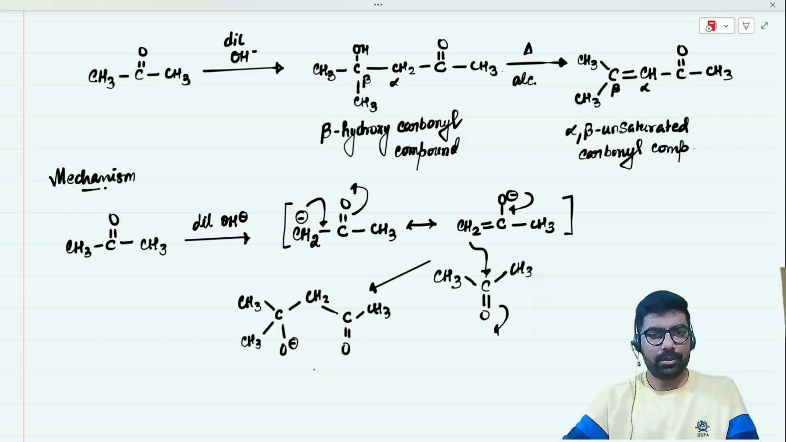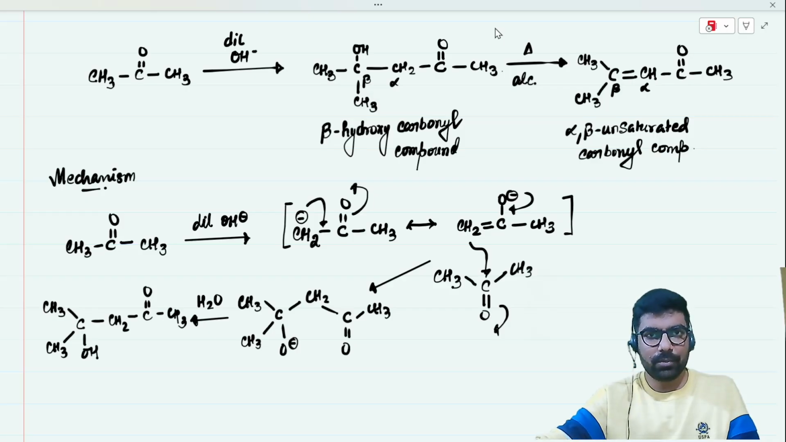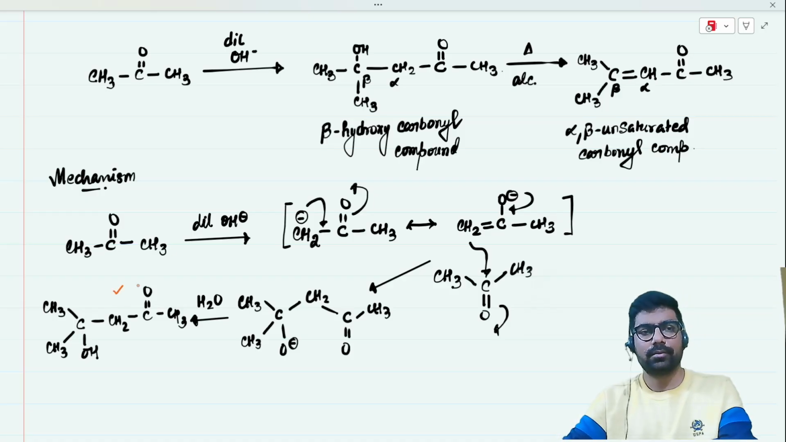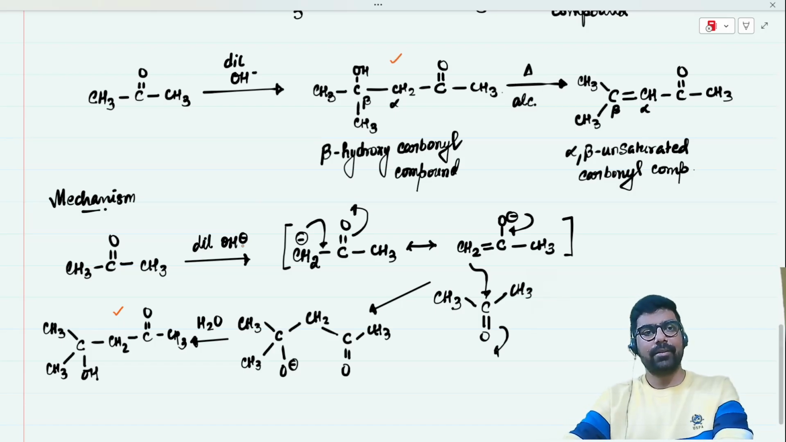Right. Now in the presence of water, we will have CH3, CH3. This O will just turn into OH. Then CH2, C double bond O, CH3. Now check this one and this one. Both the products are the same. This product that we have created and this one, both are the same, a beta hydroxy carbonyl compound. So this is my product.